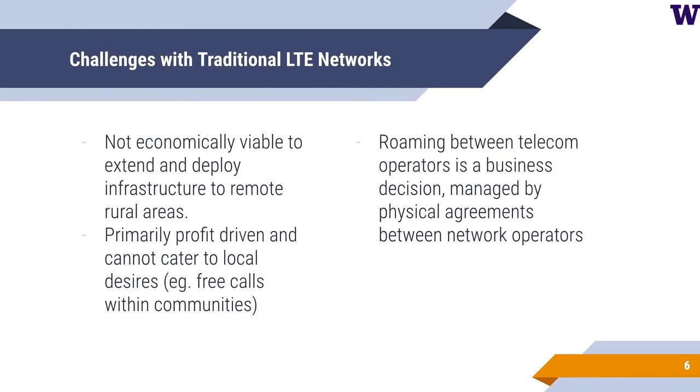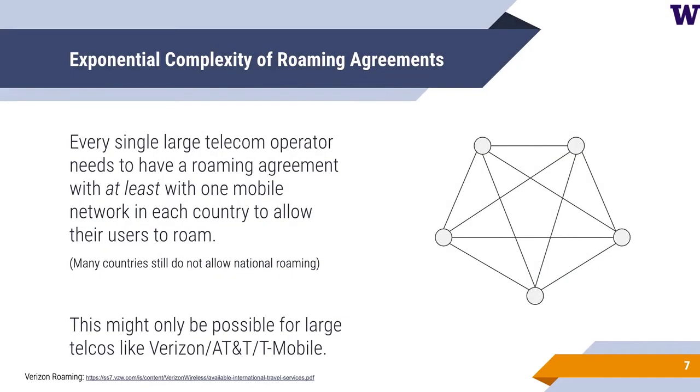Telecom operators today enter into business agreements to allow users of one network to roam on another network operator's infrastructure and be provided with the connectivity. But this is a problem with an exponential complexity. Every single telecom operator has to have a roaming agreement with at least one mobile network in each country to allow their users to roam. Many countries don't allow national roaming too. This business operations complexity can be handled by large telecom operators in each country, but cannot be handled by smaller telecom operators or community cellular networks.